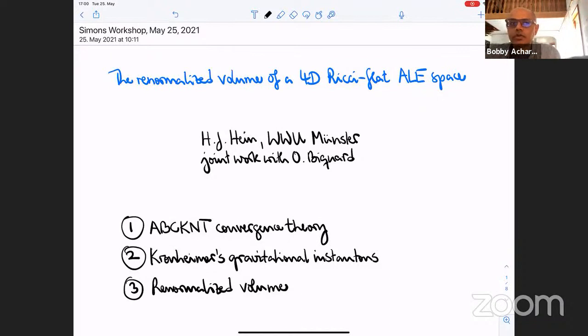Today, we're going to have two talks with a break in between, and then a short break and a discussion session. And it's a pleasure to introduce our first speaker of the day, Hans-Joachim Hein from Münster. He will be telling us about the renormalized volume of a four-dimensional Ricci-flat ALE space.